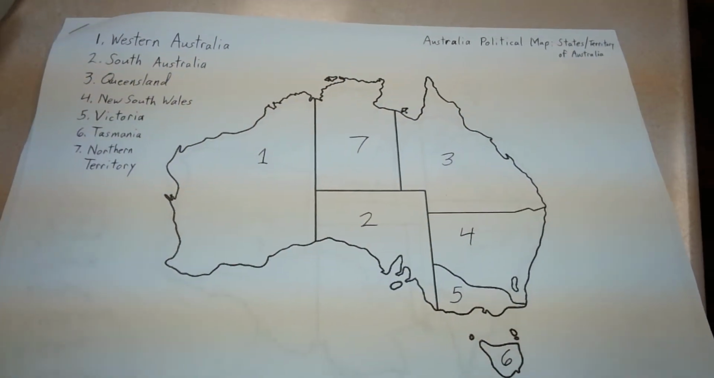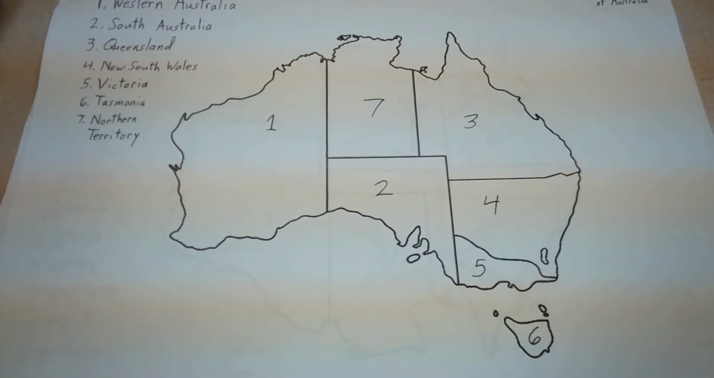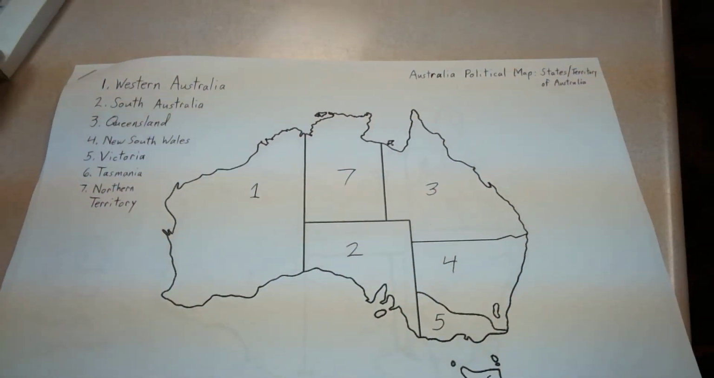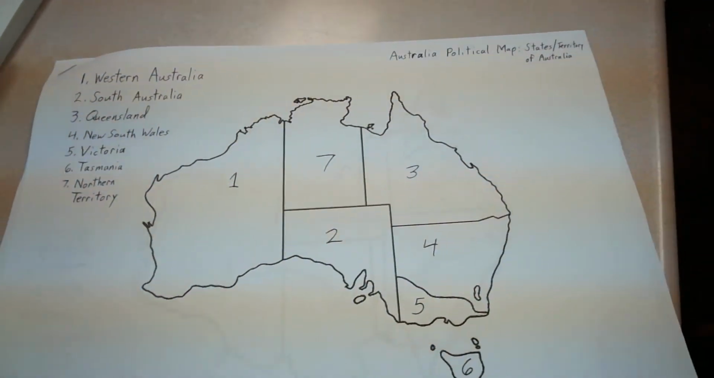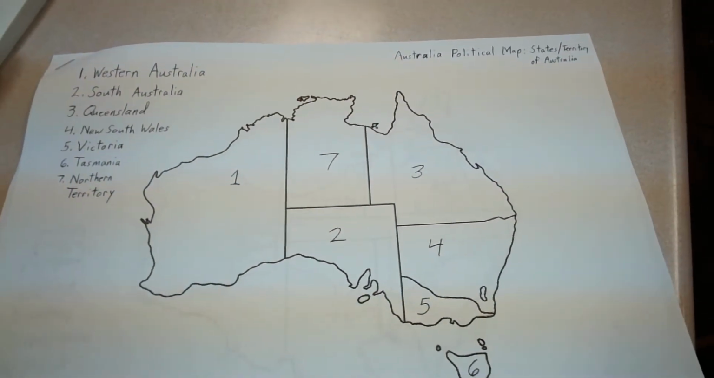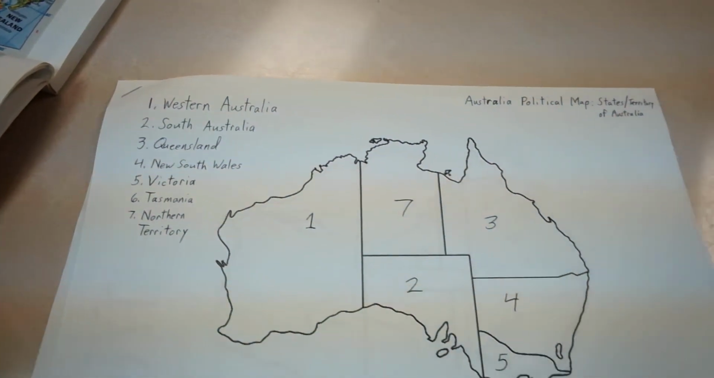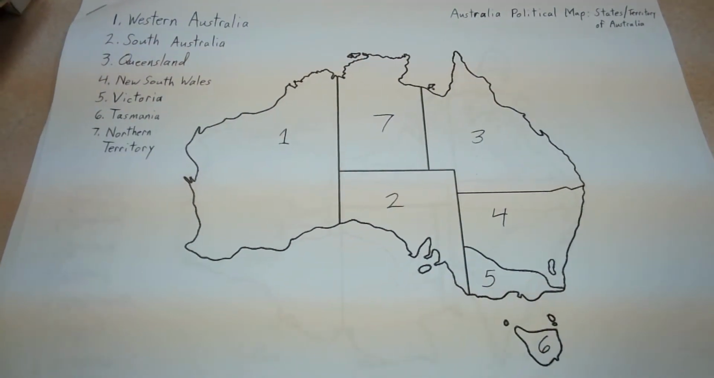This is because, just like the United States is one country, and when you break it into sections, we say, oh, the United States is made up of 50 states. Well, Australia is made up of 6 states and 1 territory. And so you are going to label those states and territories. So that's going to be your first map.